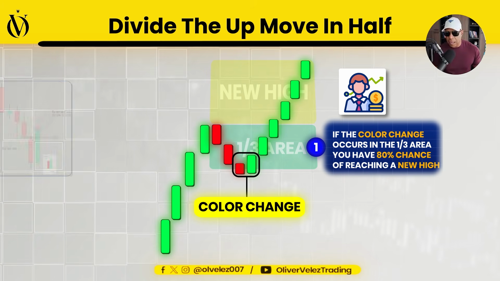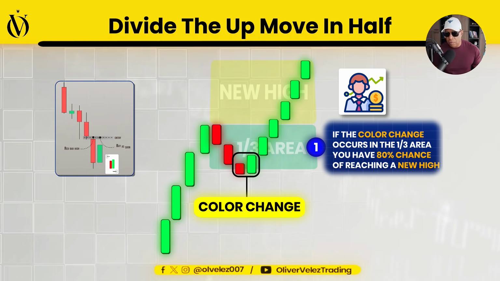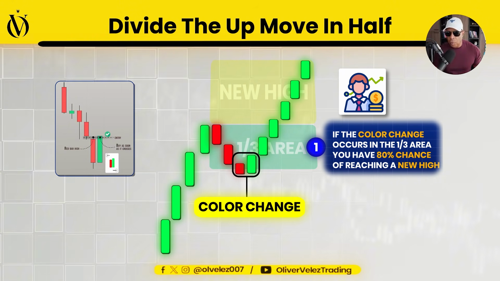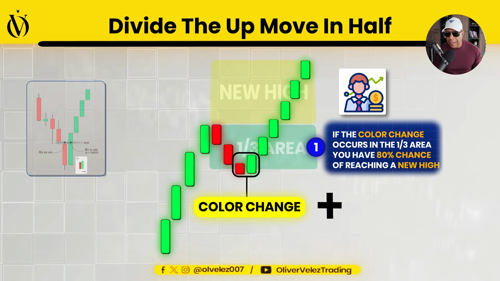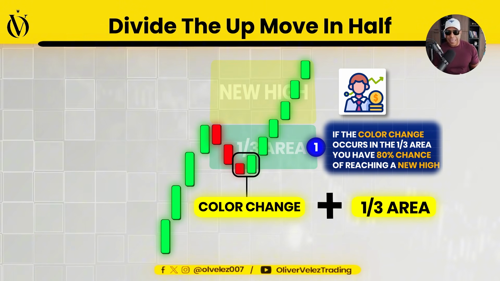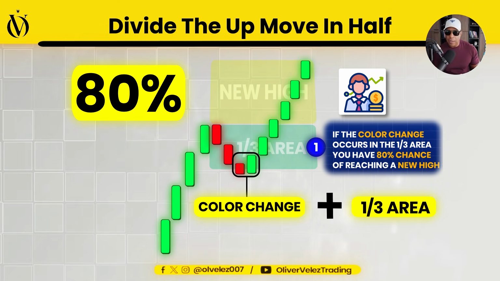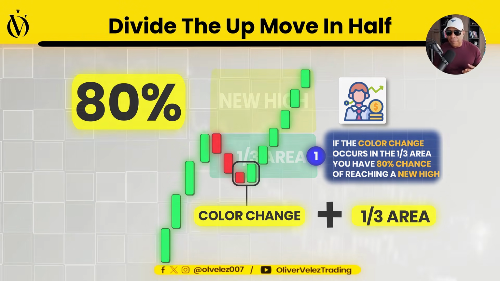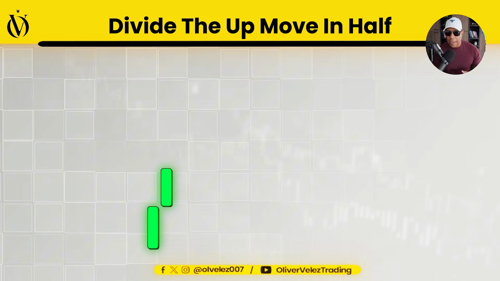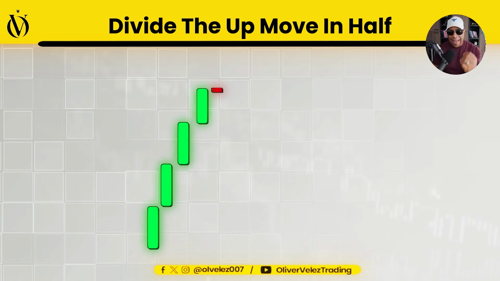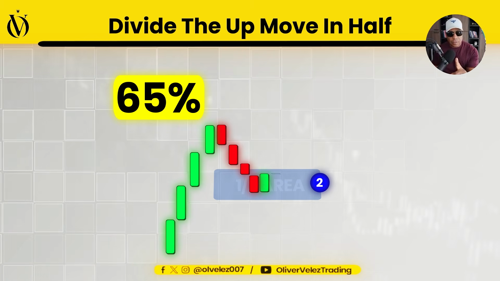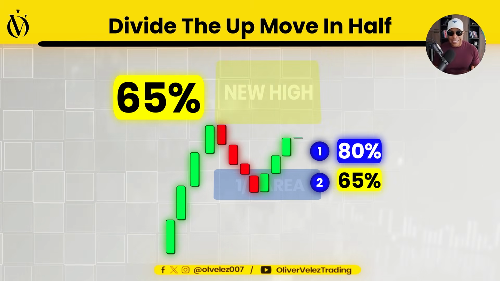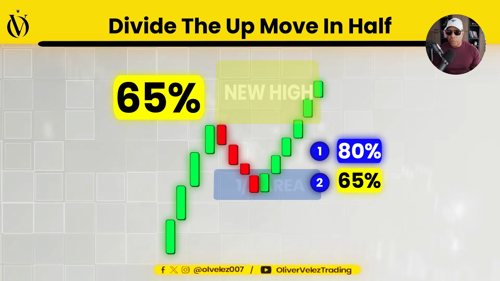Now, I call this a color change, right? I've gone over this many times in my videos. This is a color change. Red, red, red. And then all of a sudden, boom, green reverses everything. Right there, that's your color change. We're looking for a color change in the top third to get that 80% odds we're going to new highs by a decent amount. If your color change happens in the top half, your odds drop to 65%, still good odds. But you go from 80% to 65% that you're going to move to a new high.